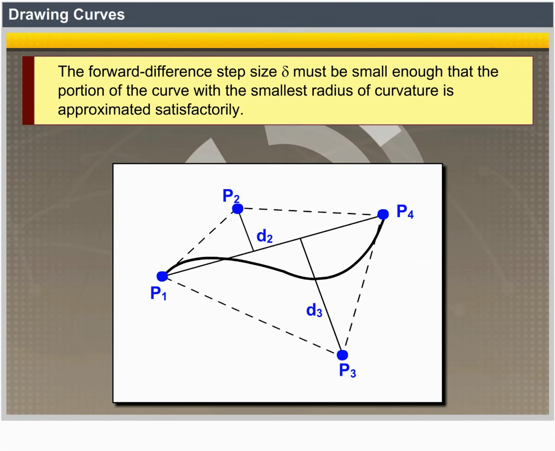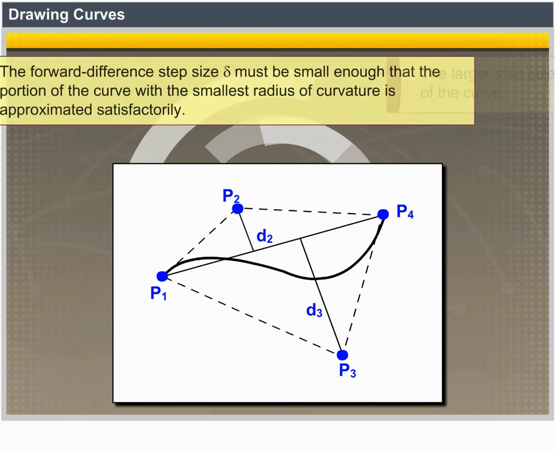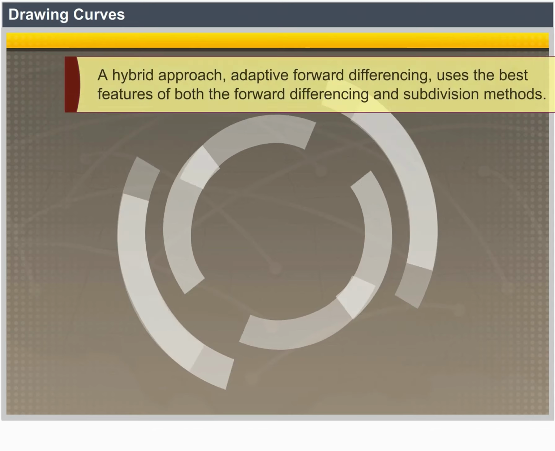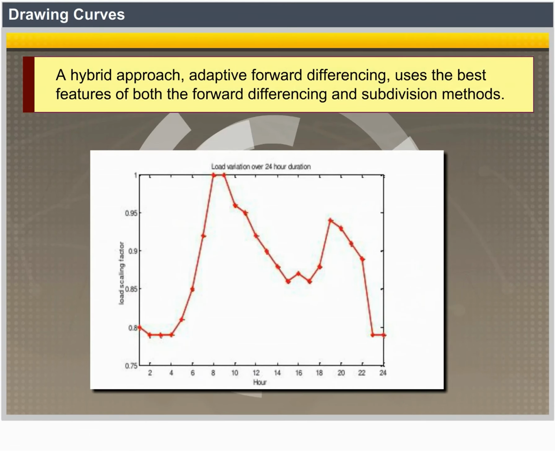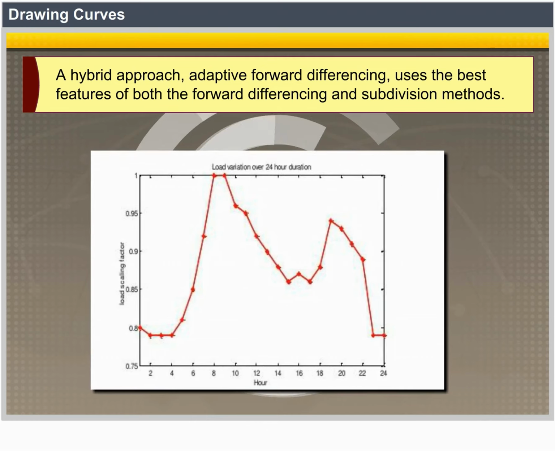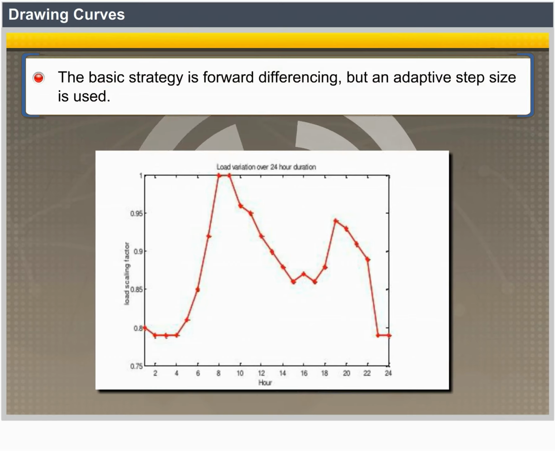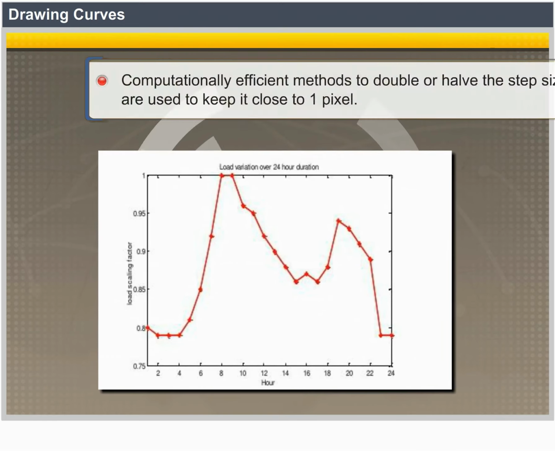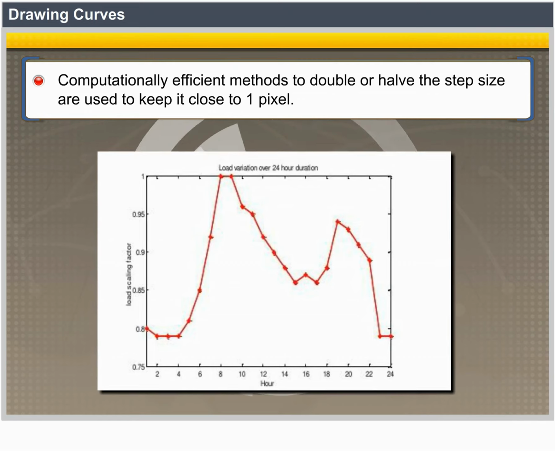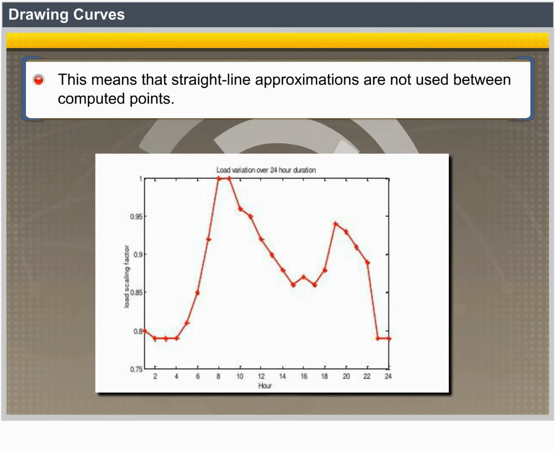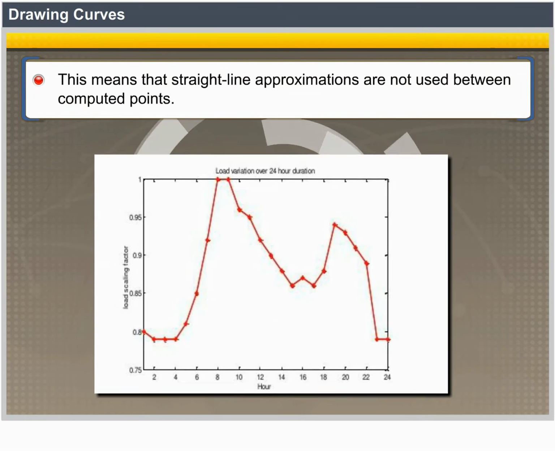The forward difference step size delta must be small enough that the portion of the curve with the smallest radius of curvature is approximated satisfactorily. For nearly straight portions of the curve, a much larger step size would be acceptable. A hybrid approach, adaptive forward differencing, uses the best features of both the forward differencing and subdivision methods. The basic strategy is forward differencing, but an adaptive step size is used. Computationally efficient methods to double or halve the step size are used to keep it close to 1 pixel. This means that essentially no straight line approximations are used between computed points.